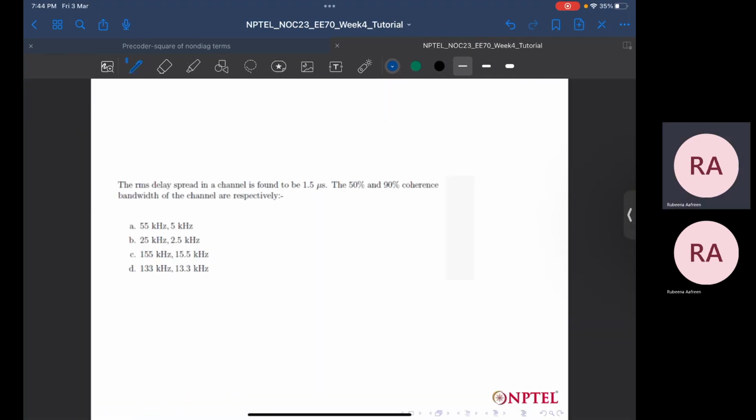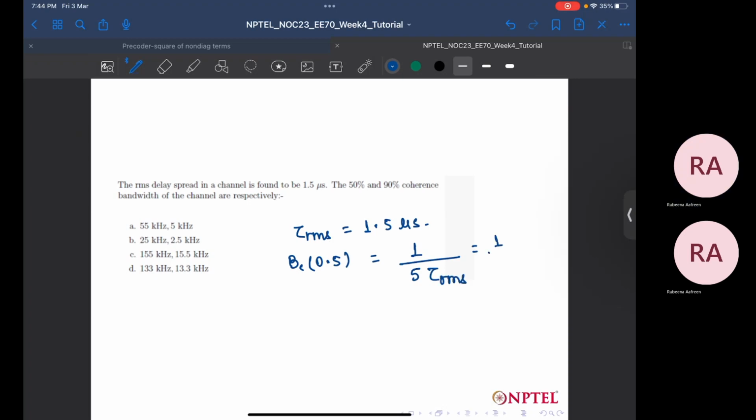Okay, a few more questions first we will see. After that, we will go to the concepts again. So here RMS delay spread is given as 1.5 microsecond. So tau RMS is given as 1.5 microsecond. Now it is asking 50% and 90% coherence bandwidth. We have seen previously that 50% coherence bandwidth is 1 upon 5 times tau RMS. So this will be equal to 1 upon 7.5 into 10 to the power minus 6. If you calculate, this will come as 133 kilohertz.